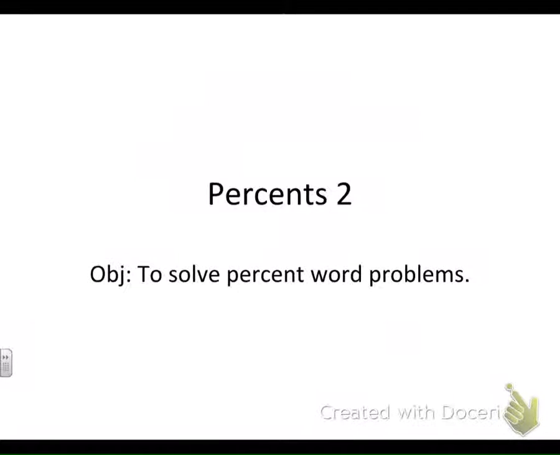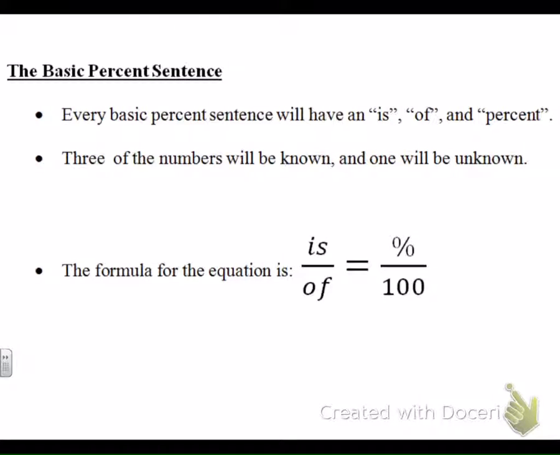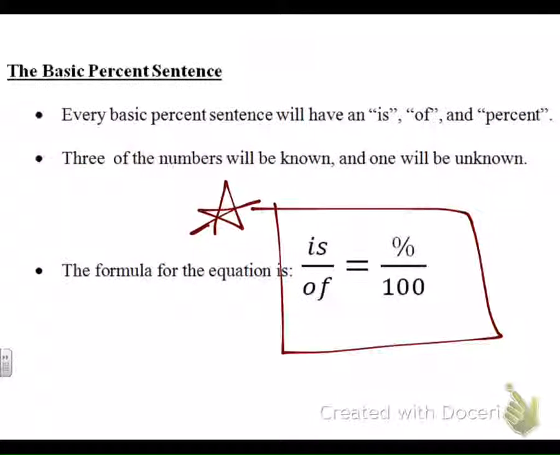Percents 2, the objective is to solve percent word problems. Okay, every basic percent sentence has an is, of, and a percent. 3 will be known, 1 will be unknown. So all you need to write down is this formula. We're going to do is over of equals percent over 100. This 100 will stay constant. We will always use that number.